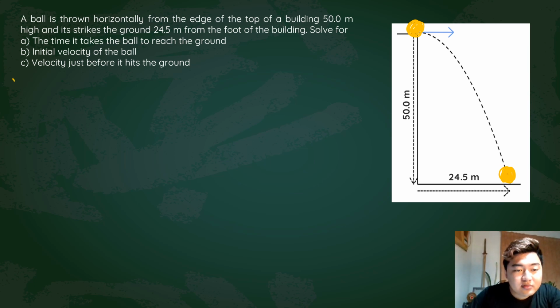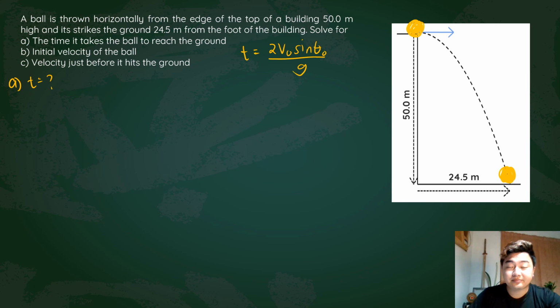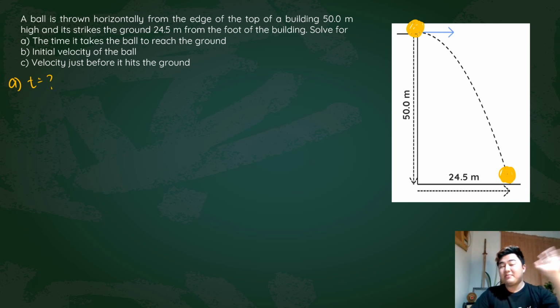Now, the first variable we need to solve is the time it takes for the ball to reach the ground. If you remember, we have a formula that we derived during the first video, where time is equal to 2v0 sine theta over g. However, this will not be applicable, because the formula that we derived is applicable for symmetric projectile motion, where what happens on the first half is mirrored on the second half.